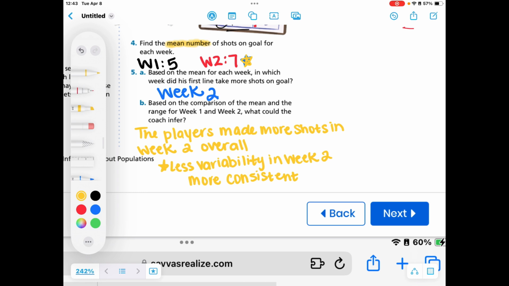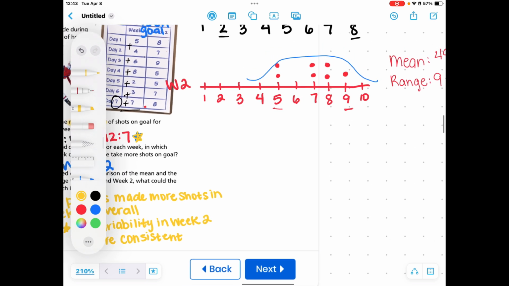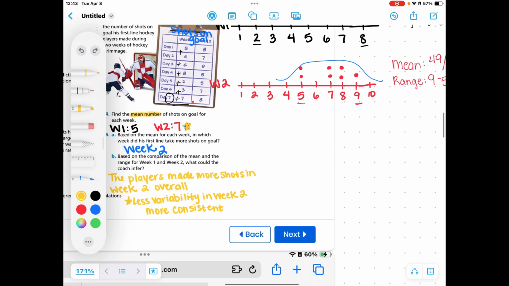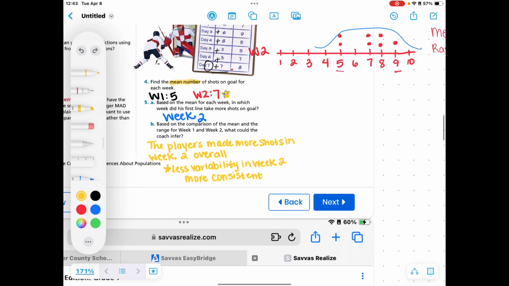So refer to basketball. Basketball is my favorite sport, so that's really the only thing I can refer it back to. But if you are making more free throws, that's going to be a good sign overall. And if you're making more and more often, you have less variability. That's going to be better for the team overall as well. So less variability is actually a good thing, especially whenever we're talking about sports and shots made.